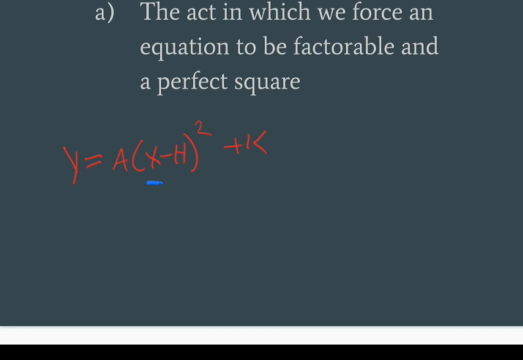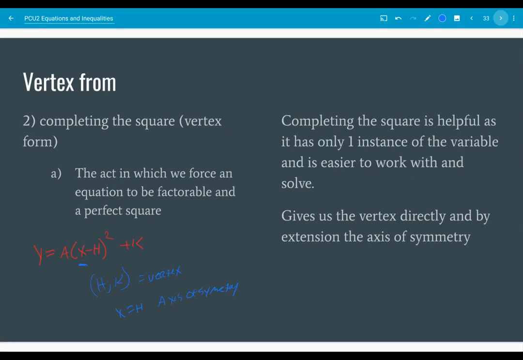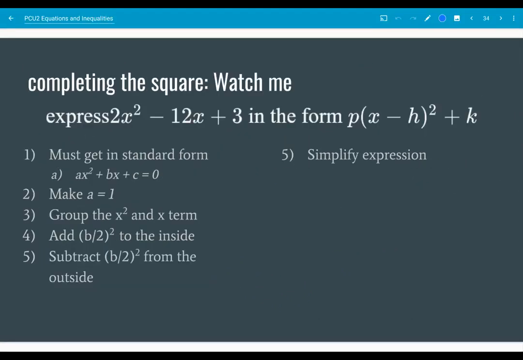It also gives us the vertex directly, with h comma k being the vertex and x equal to h being the axis of symmetry. So I will show you how to do this one, and then in class I'll show you how to do the calculator.